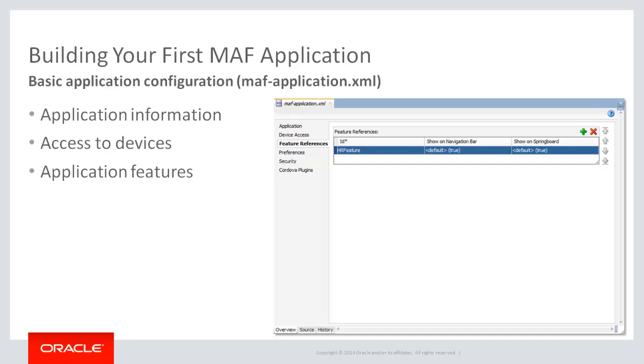This next tab is where you can see which features are included in your application and define whether the feature should appear on the navigation bar or on the springboard.